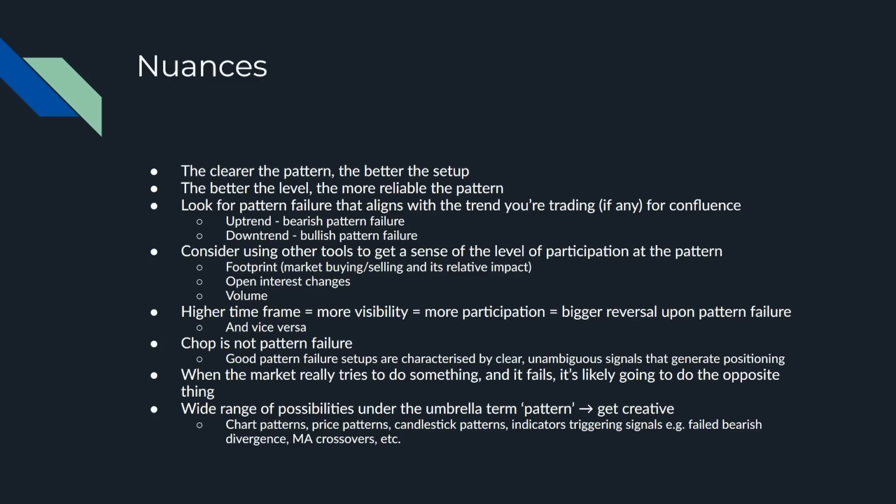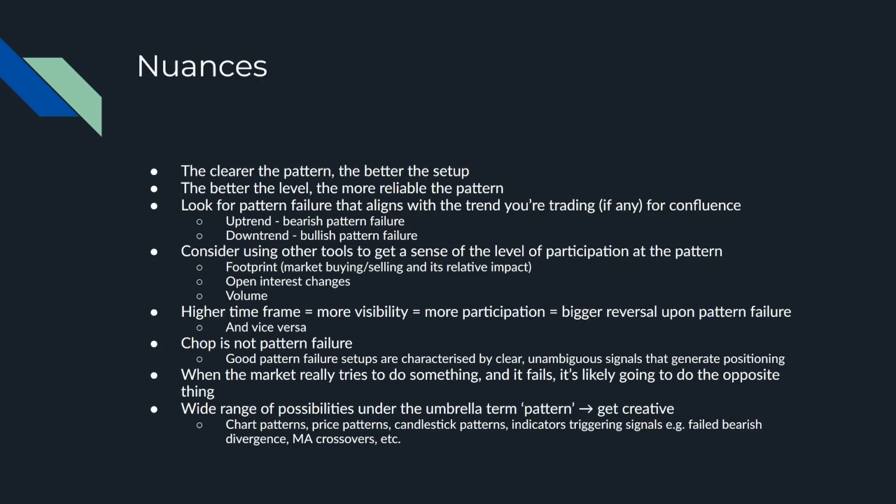The next point is something Don mentioned when reading through these slides, that chop is not pattern failure. Again, you'll notice a theme throughout the nuances section that a lack of ambiguity and clear patterns do best. So when it comes to good pattern failure, those setups are characterized by clear, unambiguous signals that generate positioning. If the market's just choppy, if it's not clear what's going on, if it's not the type of move that's going to generate FOMO, for lack of a better term, then maybe the market's just choppy and it's not going to induce market participants to express views.